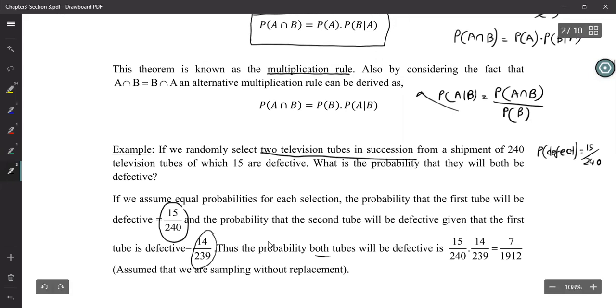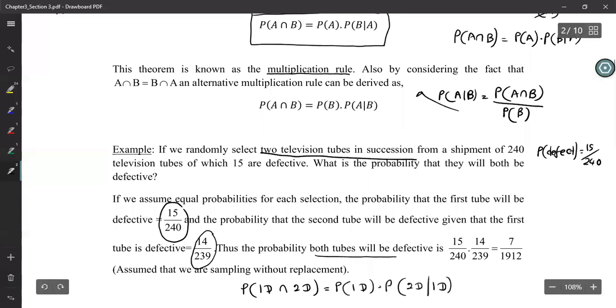Now what is the probability that both will be defects? You apply the multiplication rule, both defects, right? So how do you write it? Probability first is a defect and second is a defect. How can you get that? I'll write it in order: probability that the first is a defect, and probability the second is a defect, knowing that the first is also a defect. Then only can you get both defects.